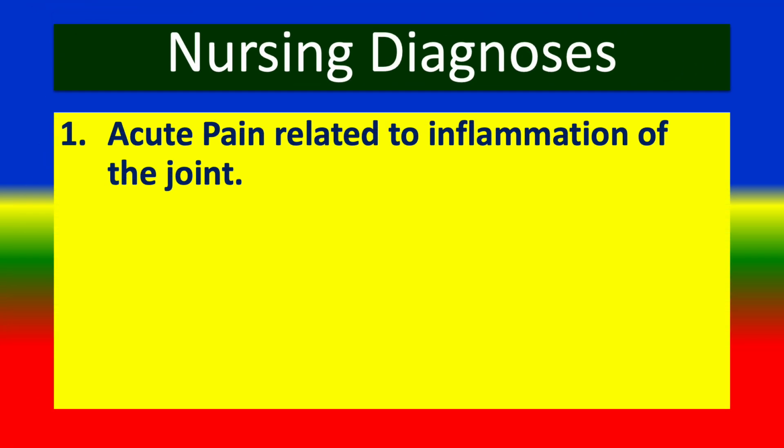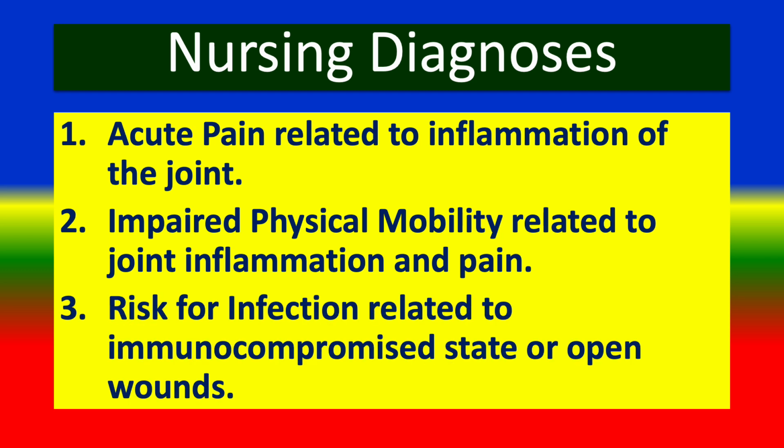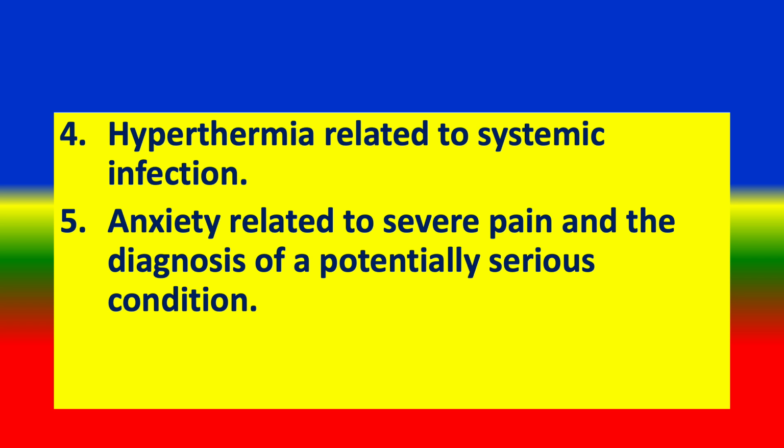Nursing diagnosis: 1. Acute pain related to inflammation of the joint. 2. Impaired physical mobility related to joint inflammation and pain. 3. Risk for infection related to immunocompromised state or open wounds. 4. Hyperthermia related to systemic infection. 5. Anxiety related to severe pain and the diagnosis of a potentially serious condition.